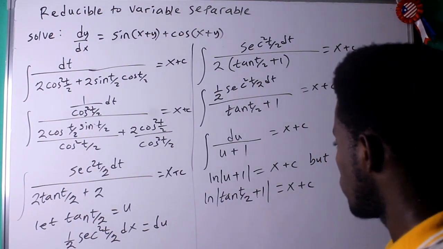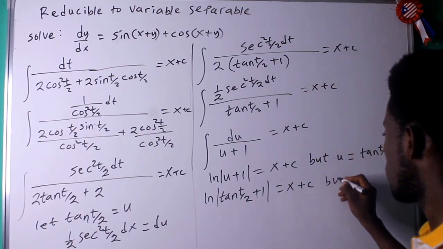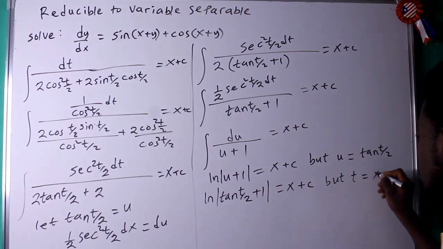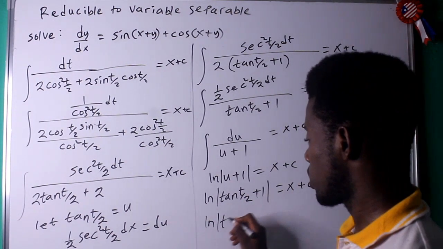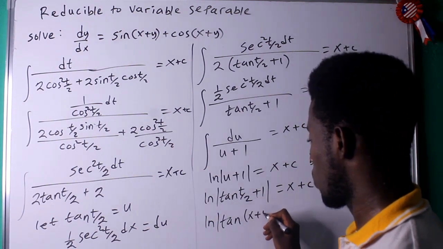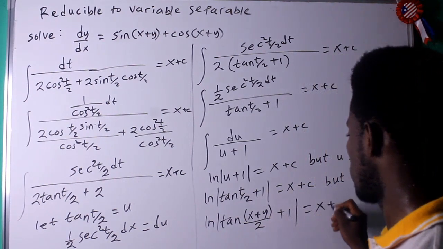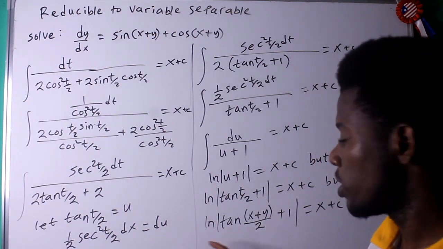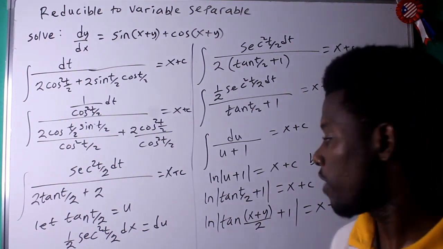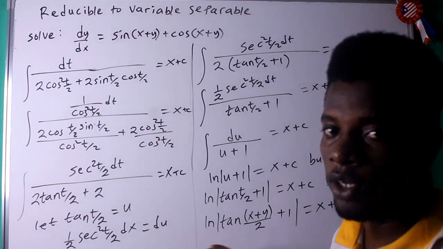Great. But then you also know the value of t. According to our substitution, we said t was equal to x plus y. So you have the ln of tangent of x plus y over 2 plus 1 is equal to x plus c. And then at this level, we can take e on both sides and find the value of y, we simplify this expression more.